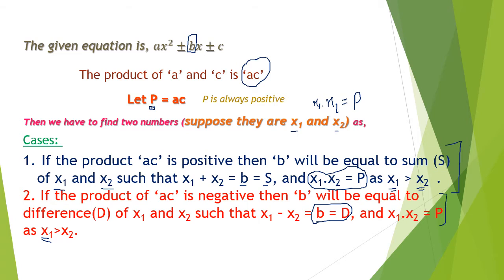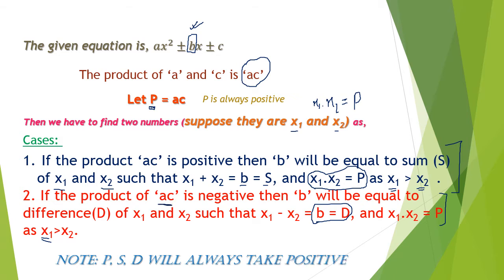Now, if you have understood this, then there is a note for you. A note: all of P, S and D will always take a positive sign. We don't consider a negative sign here. We only consider the negative sign just for once. If AC is negative, then only we set our condition that we have to find two numbers whose product will be P and whose difference will be B. The coefficient of x, that is B, must be the difference of two numbers if the product of AC is negative.